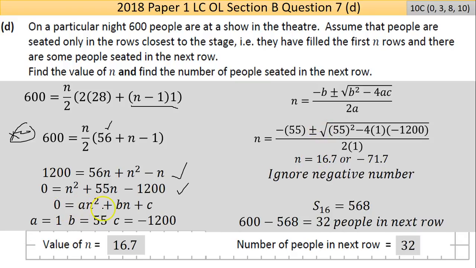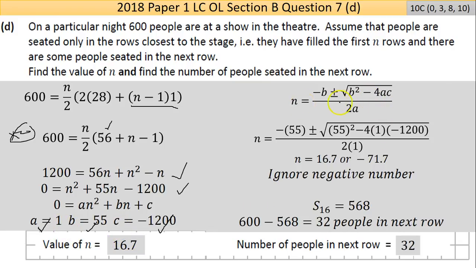But I'm using here the general form of this quadratic. Now I'm using n as the variable, not x, but it's the number in front of the variable that we're concerned with. So the number in front of n squared is 1. The number in front of the n is 55. The number at the end is negative 1200. So I have all 3 terms I need for the formula.